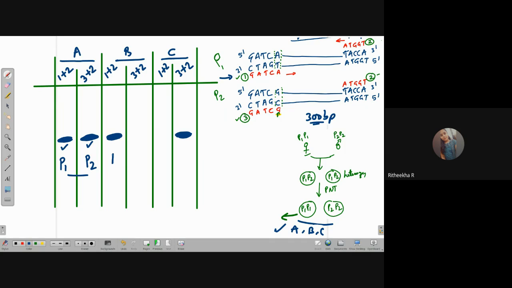B is uniparental. It just has the P1 allele. P1, and there is no band here, which says there is no P2. So it must be P1 also, right? So it is homozygous for the P1 allele. What about C? C is a P2 allele, sir. Yes, it is homozygous for the P2 allele, and there is no P1. Right? Very good. Thank you.